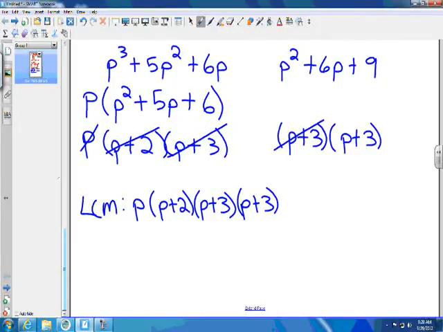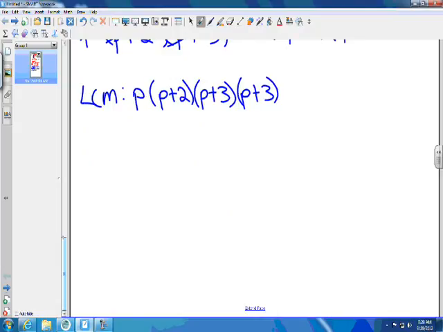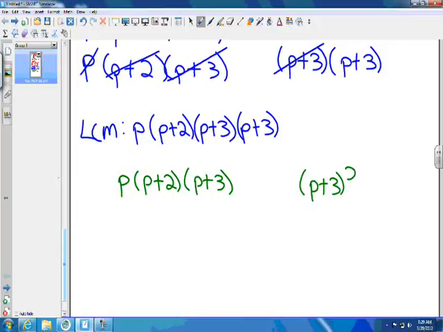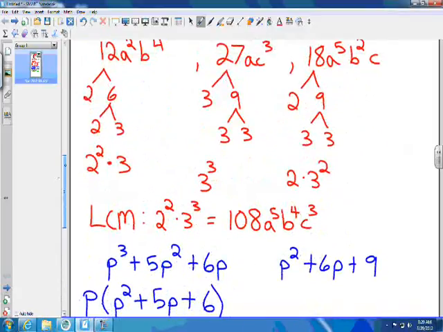Another way to look at this, which I did yesterday for some kids, and I'll write it down below. You had the same problem, P plus 2, P plus 3. And then how's another way you could write that, since there's two of them? P plus 3 squared, since there are two. So back to what we did when we just had the single letters up here.